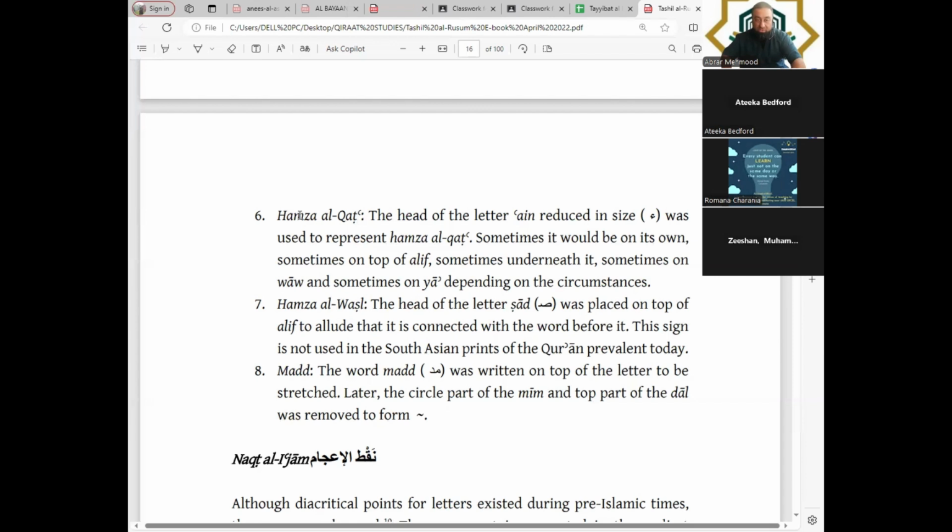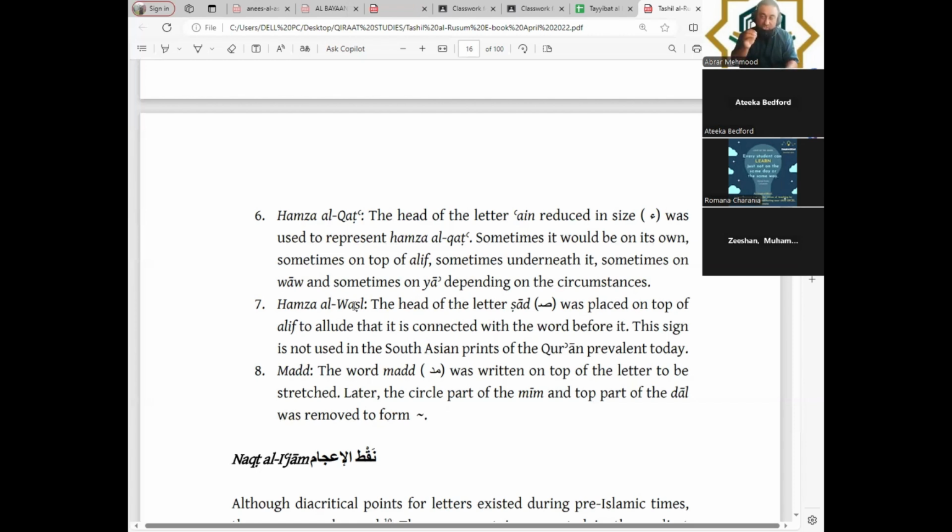Another thing, Hamzatul Qat is basically that Hamza, or shape of an alif, or just written as a Hamza sometimes, which is actually part of the word. Okay, that's one point. Hamzatul Wasl. Wasl means join, so joining two words together.